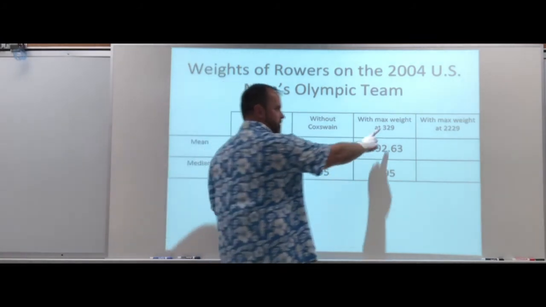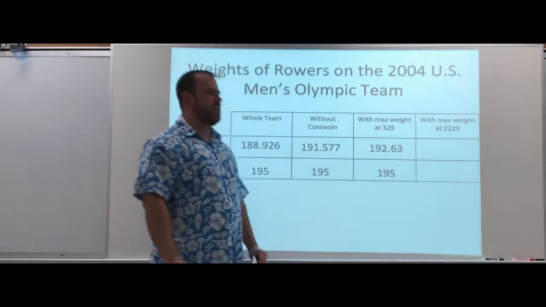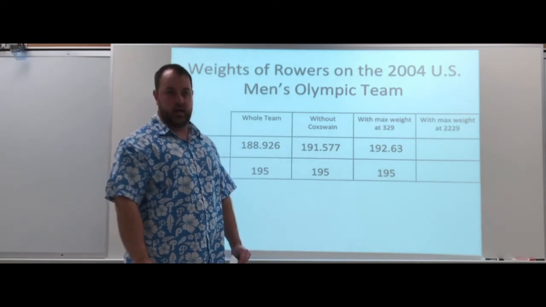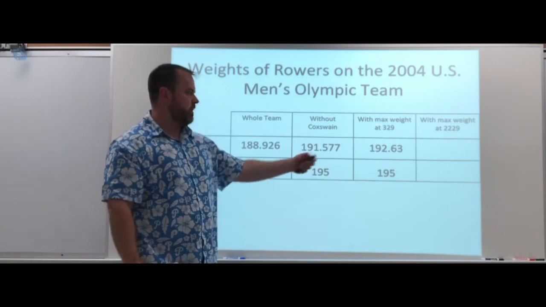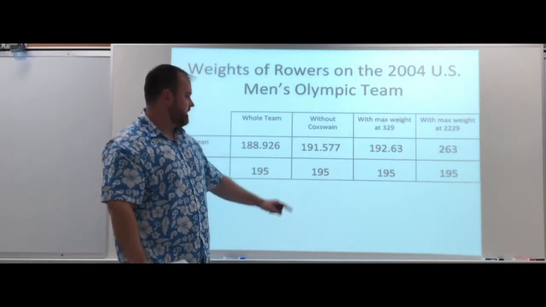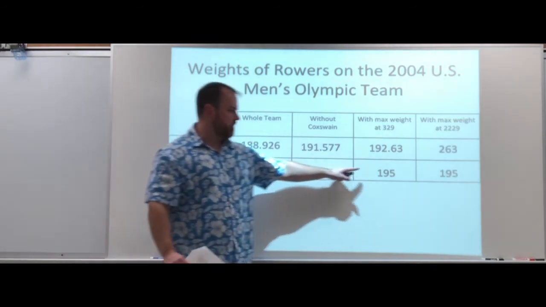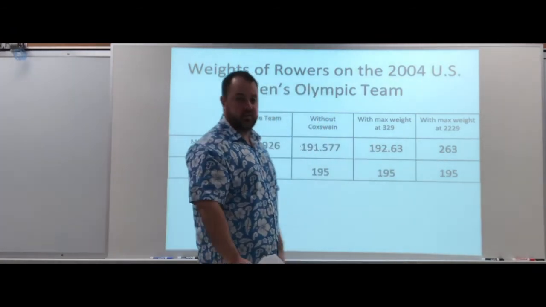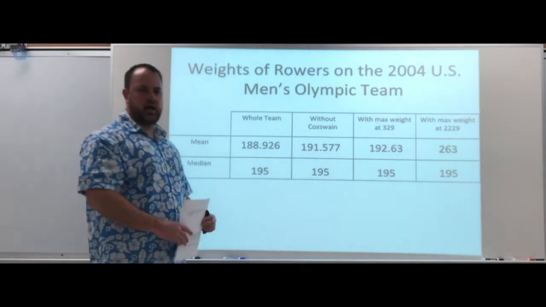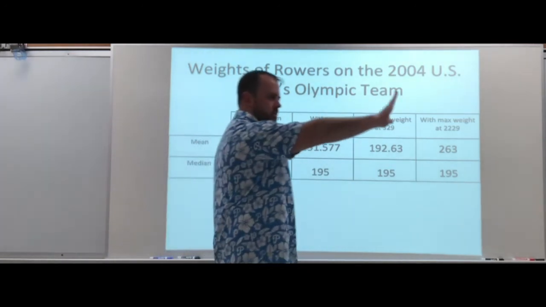Now, what if we take that 329 and make it 2,229? Now it's a super extreme outlier, very far out there. And you can see the median, 195, 195, 195, 195. The mean goes up to 263. So that outlier is really pulling the mean up.